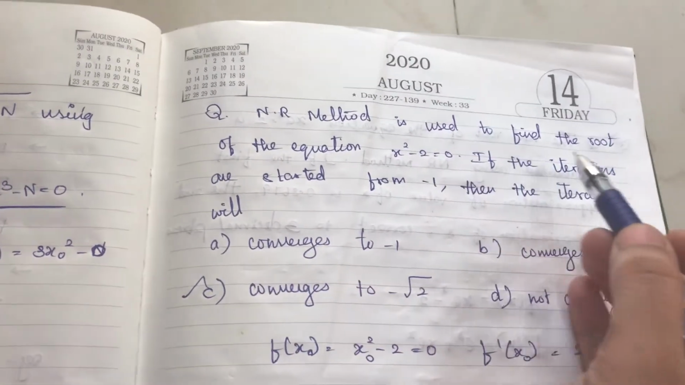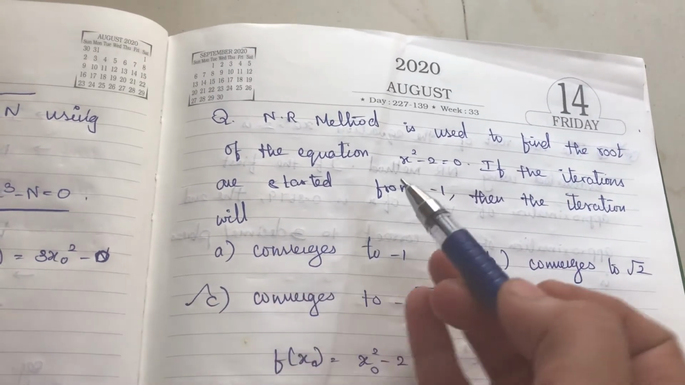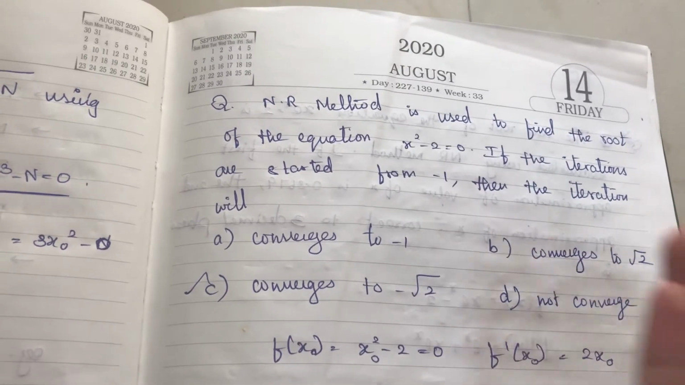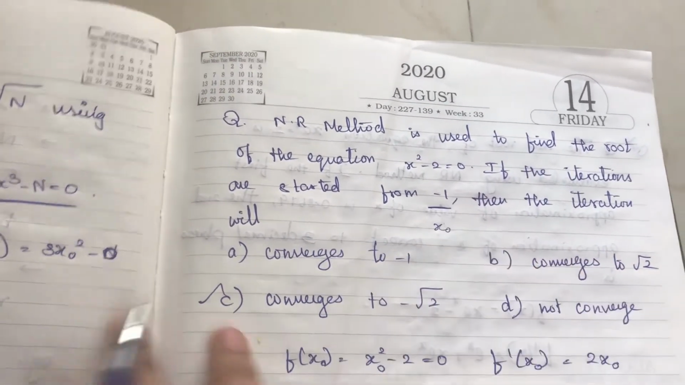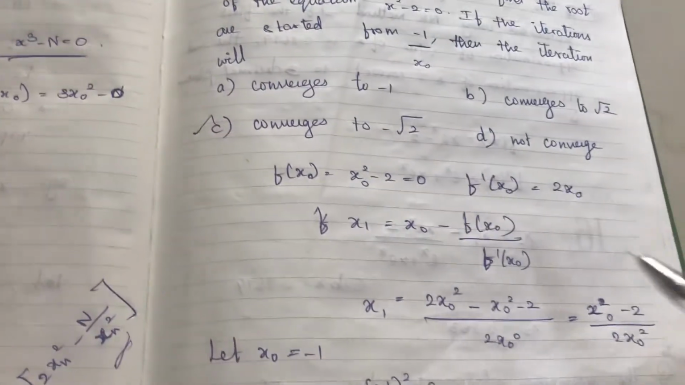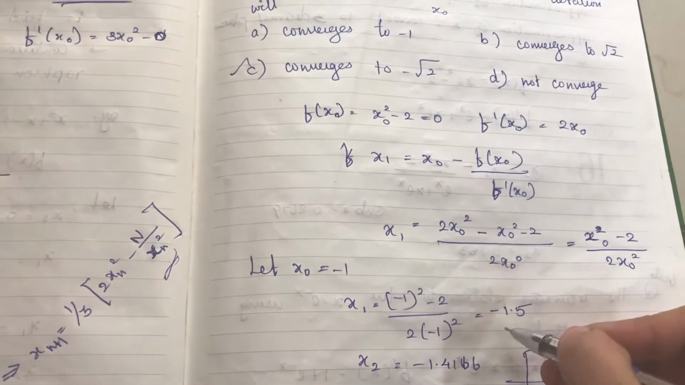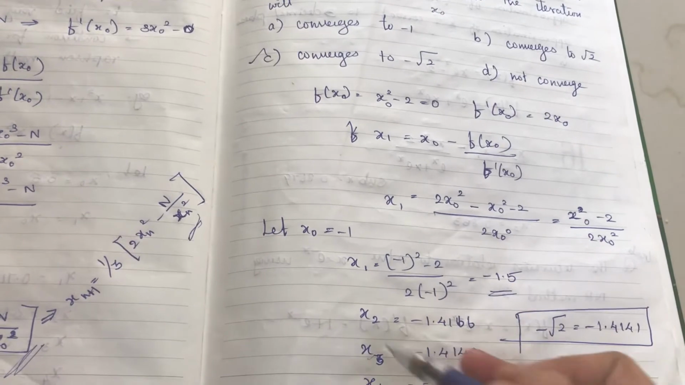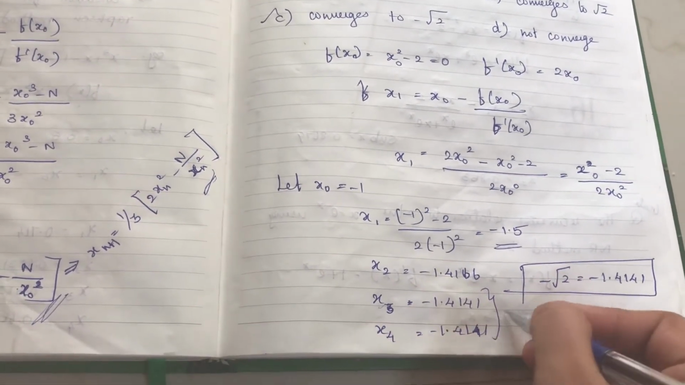Then, the Newton-Raphson method is used to find the root of the equation. They have given one equation. If the iterations are started from -1, then the iteration will go on. So iterations started from -1 means this is x0. They have given the x0 value here. Just substitute these values and you will get the answer as -1.5. Again just substitute, and you will get x3 and x4 as the same value.